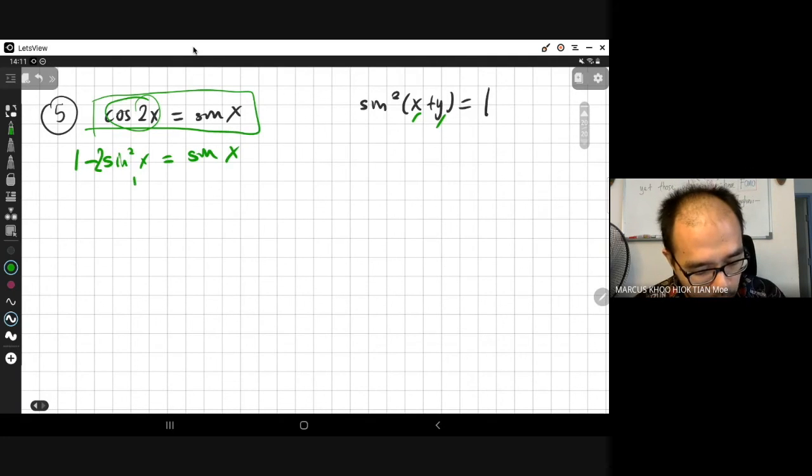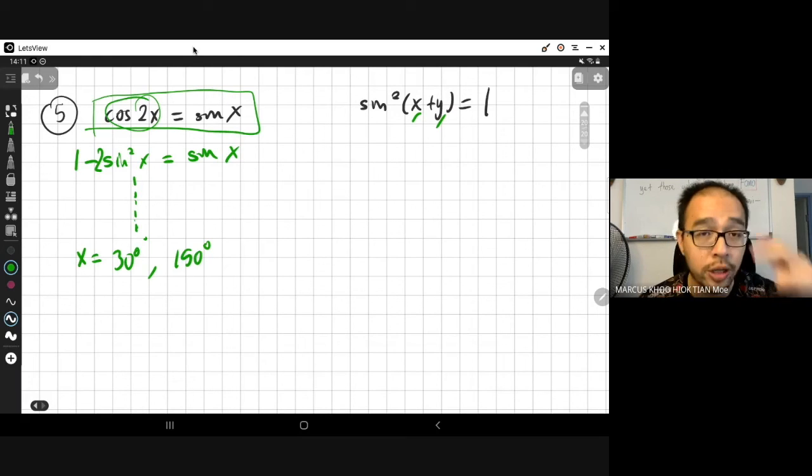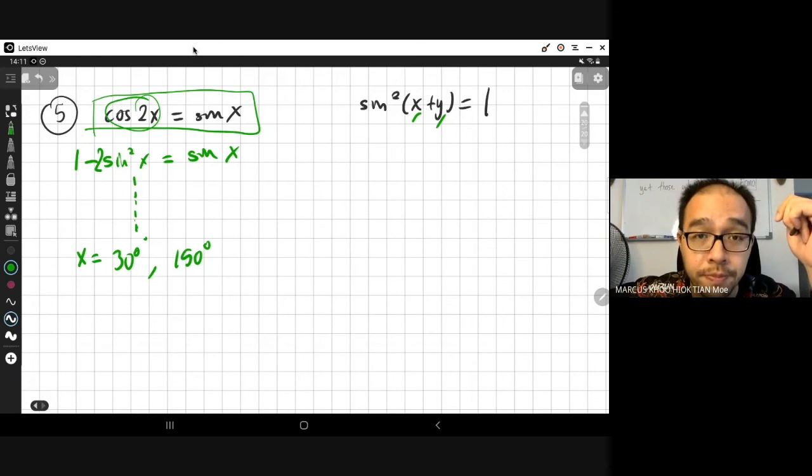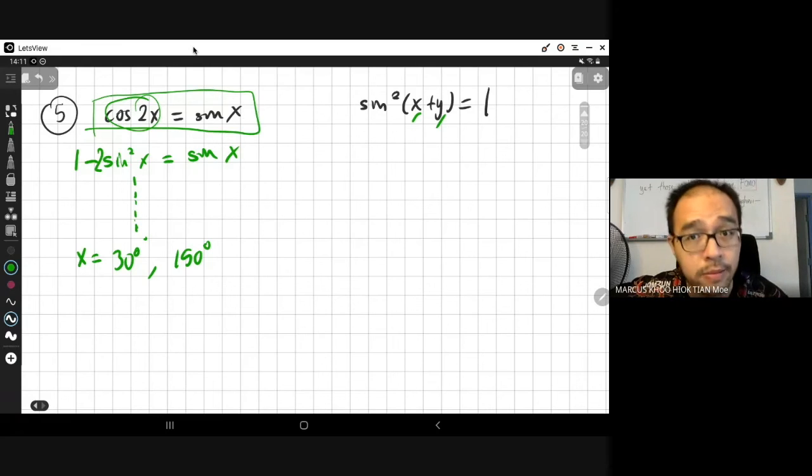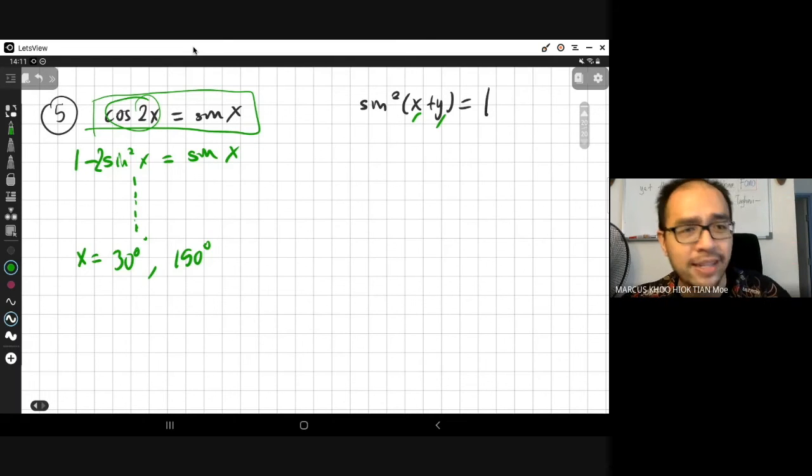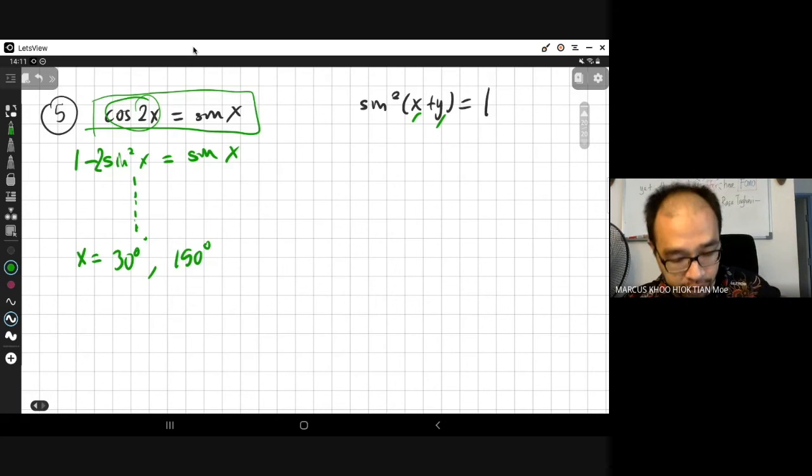I'm not going to waste time. We have done this before, so I'm just going to give you that x equals 30 degrees and 150 degrees. So you're going to have 2 values of x. I'm skipping all these parts because we have covered them. And I really want to answer question number 6, because number 6 is the only tangent question and I must answer this. So when you have 30 degrees and 150 degrees, and you have this.